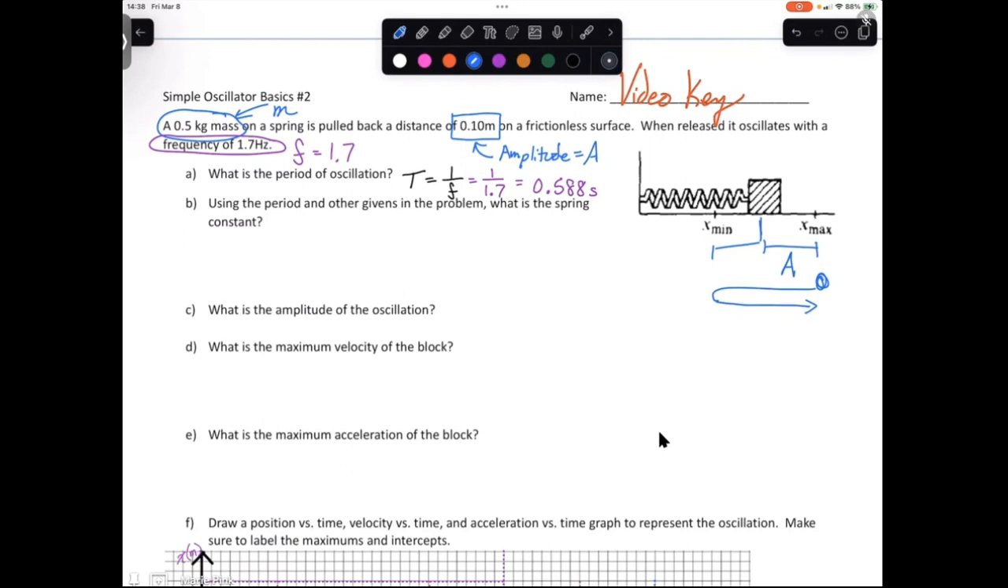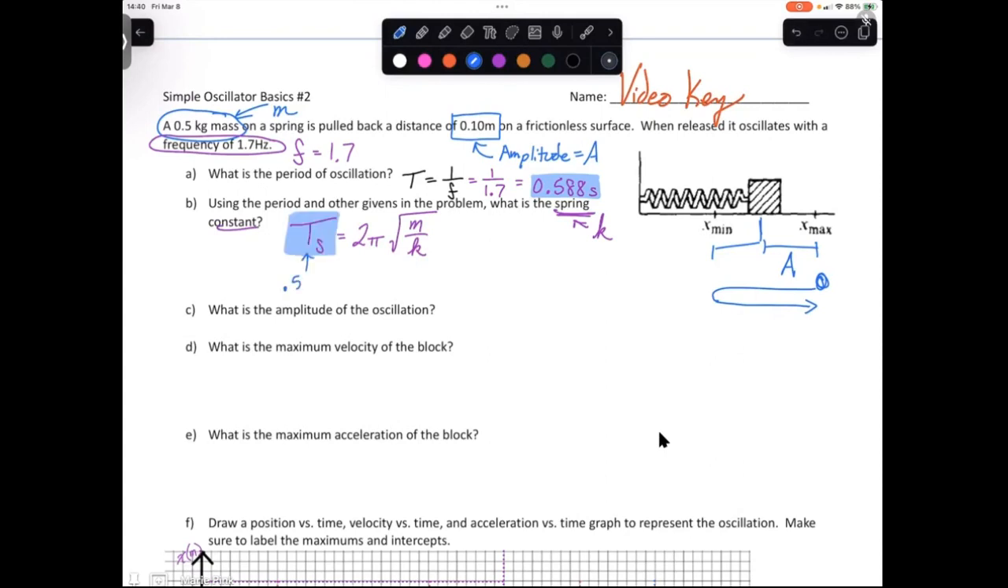Using the period and other givens in the problem, what is the spring constant? Well, to do this, we're going to need to use the equation for the period of a spring, which is 2 pi times the square root of m over k. And we have everything except for k, which is the spring constant. So spring constant is k. So since we just found the period, our period was 0.588 seconds. So that's going to go here.